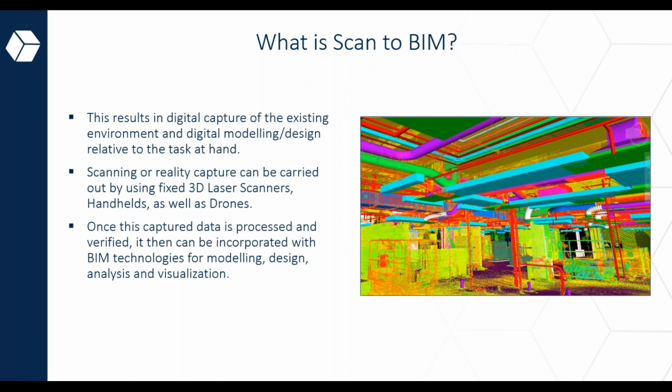So once the captured data is processed and verified, it can then be used for digital modeling and design purposes. So this is where BIM software is employed to convert the scanned data into intelligent 3D models that accurately represent the existing environment. These models contain rich information, and they can basically include the geometry, the material properties, and basically the spatial relations of your environment.